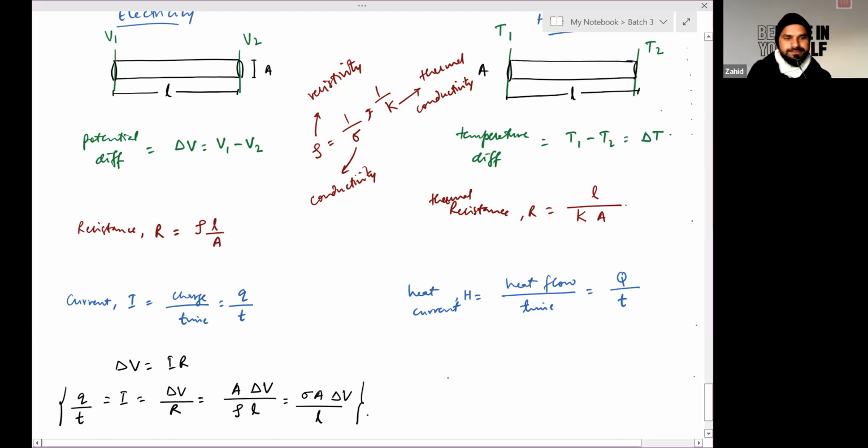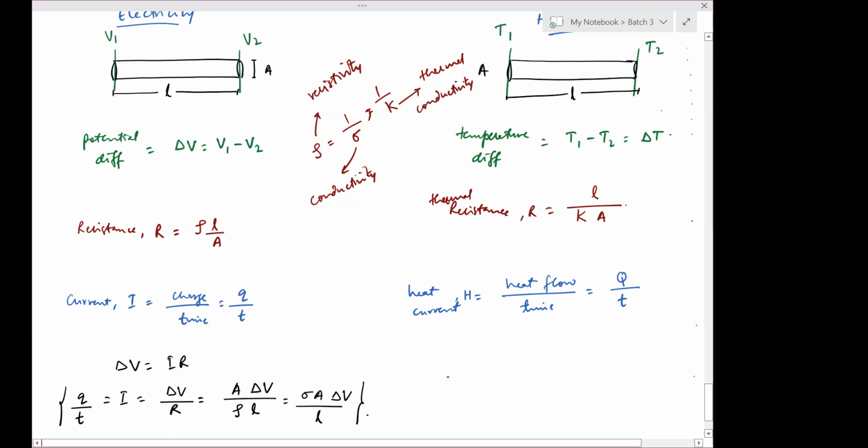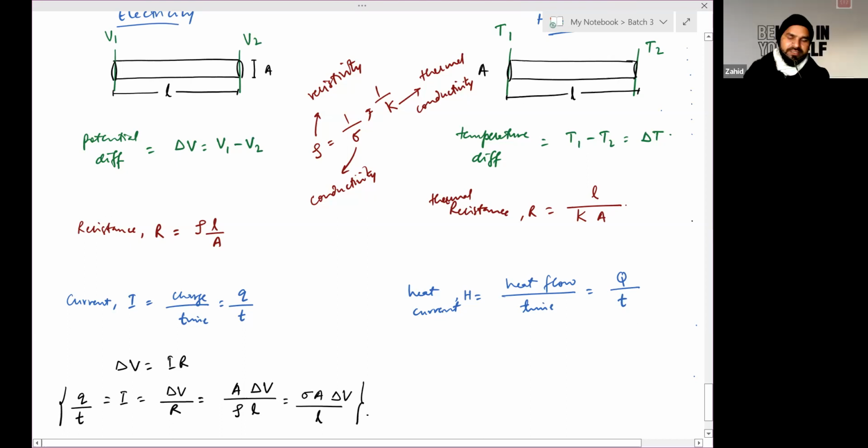Reba, is it clear? Similarly, we can write for heat current according to this Ohm's law. In this part, potential difference is related with temperature difference. Electrical current is related with heat current. So we may write delta T equals heat current times thermal resistance. So heat current equals temperature difference divided by thermal resistance.